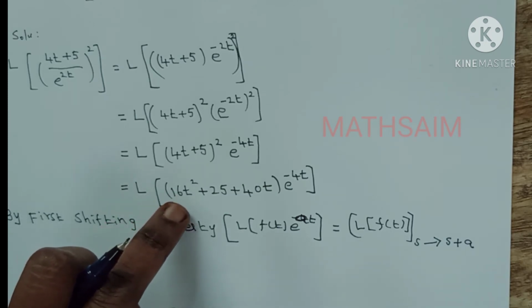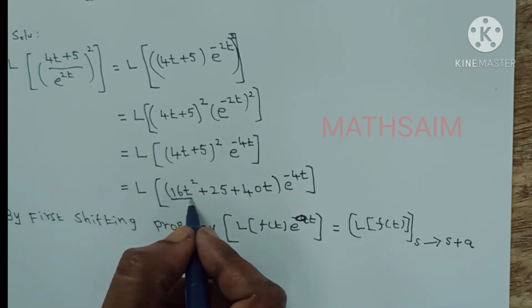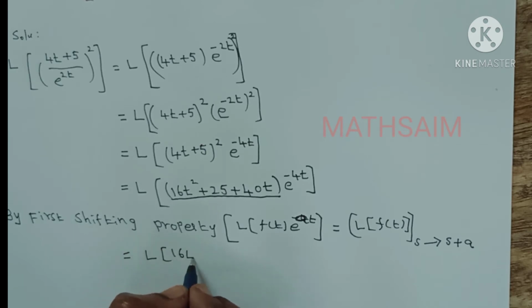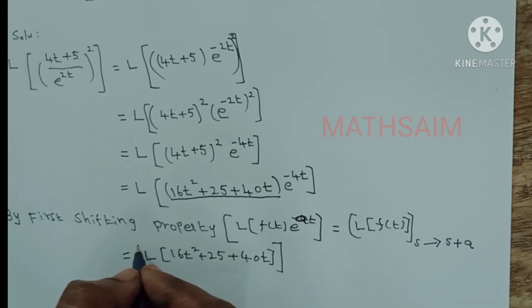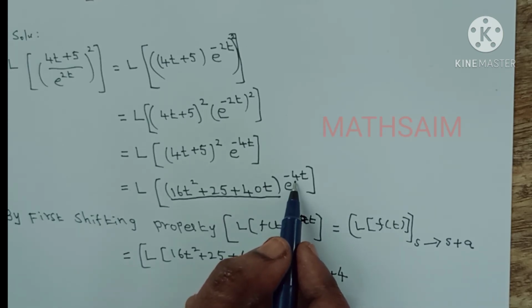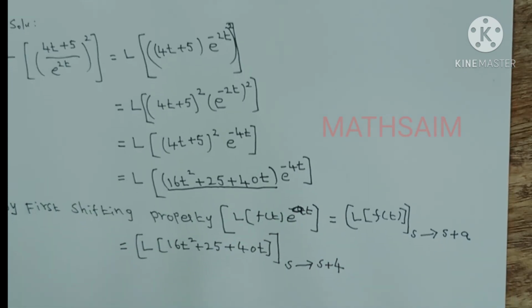For that, first we need to find L of f of t. So here this term is going to be f of t. So now this is equal to L of 16t square plus 25 plus 40t, the Laplace transformation of f of t. In this one, replace s by s plus 4. Here in the place of a we are having 4, so we are going to replace the s by s plus 4.